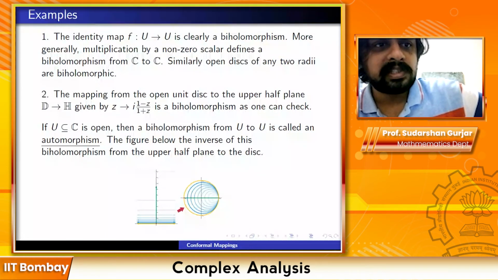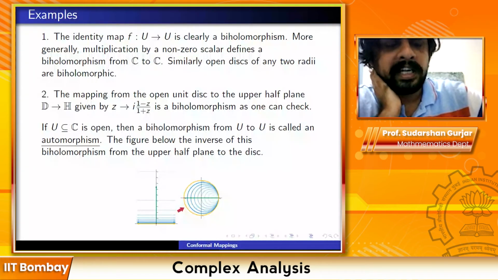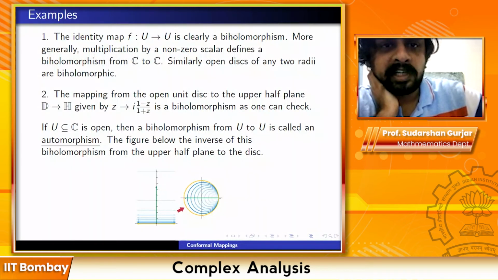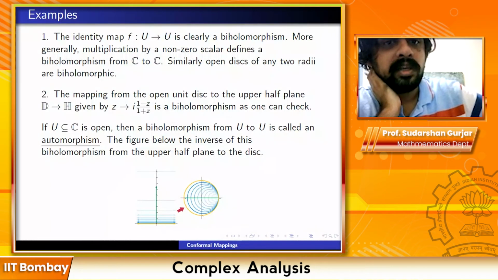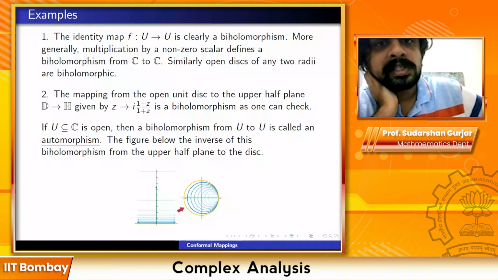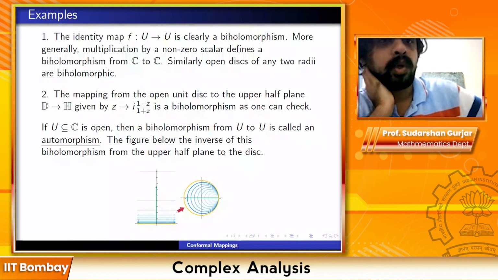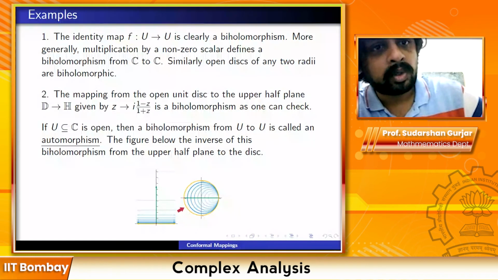Okay, so what are some examples? Well, the trivial example of a biholomorphism is the identity function from any open set to itself. That is obviously a biholomorphism. More generally, multiplication by a non-zero scalar defines a biholomorphism from C to C. Similarly, open disks of any two radii are biholomorphic, because you can choose a suitable scalar, and then a disk of one radius will go to a disk of another radius and so on. So these are easy examples of biholomorphisms. Multiplication by constants.